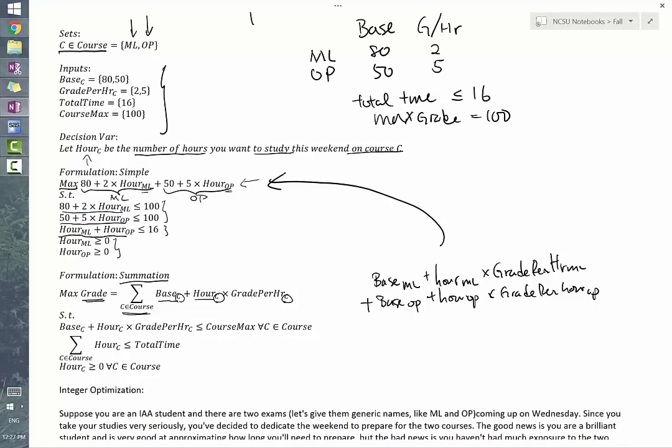So very quickly, how do we write other constraints? These two constraints are kind of similar in that it's saying your grade must be less or equal to 100 for all different grades, right?